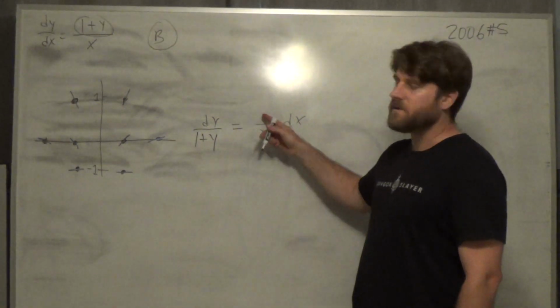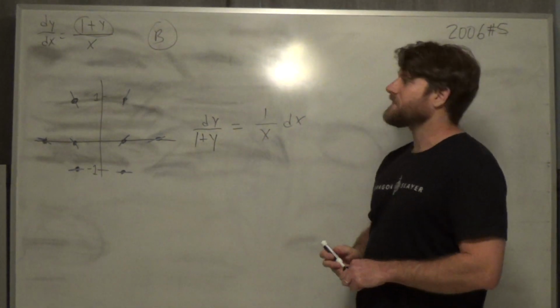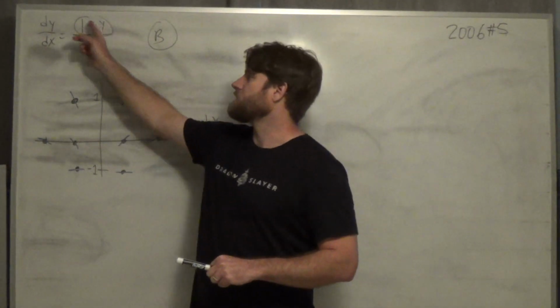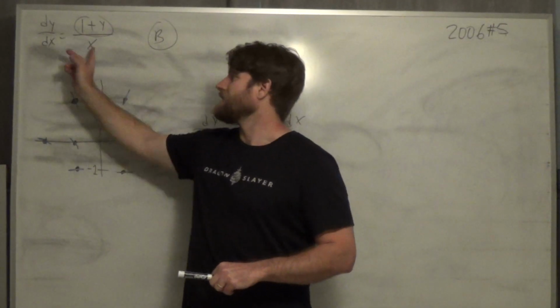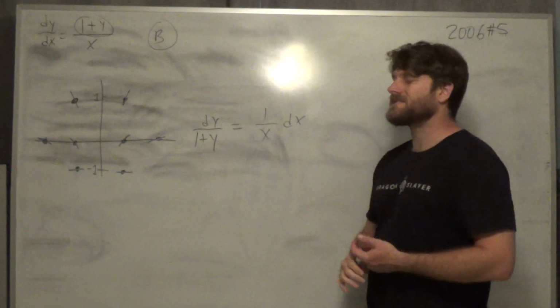We need a placeholder up here. There's a 1. So that's separated. If it's on the top, once it gets to the other side, it's on the bottom. And again, the x is on the bottom. It doesn't go anywhere. It has to stay there.